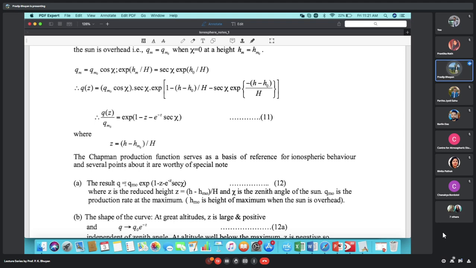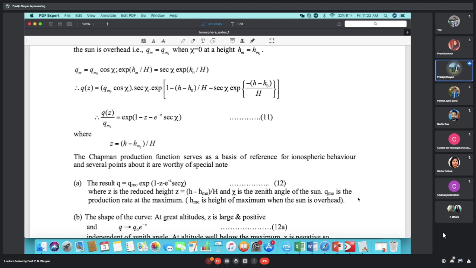So we may remove that Z from here. So Q is equal to QM naught exponential 1 minus Z minus exponential minus Z secant chi, where Z is the reduced height like before, and chi is the zenith angle of the sun. QM naught is the production rate at the maximum. HM naught is the height of maximum when the sun is overhead.